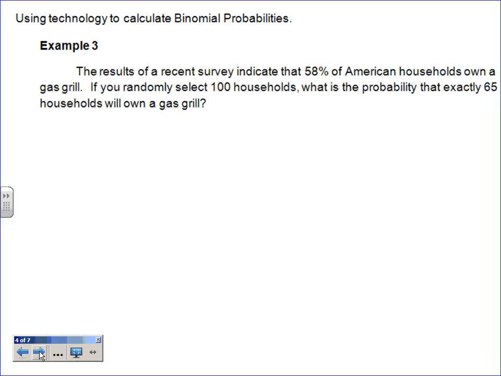Of American households own a gas grill. That's probably pretty good. I bet, because I think a lot of people prefer charcoal or just don't have one at all. If you randomly select 100 households, what is the probability that exactly 65 will own a gas grill? So before we go to those calculators, what do you think? Based on what we just kind of saw here, is this going to be good? So it's 100 households, and I want exactly 65. And we're told that 58% do.